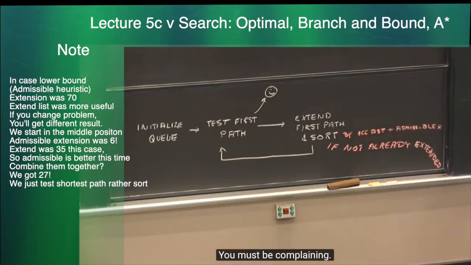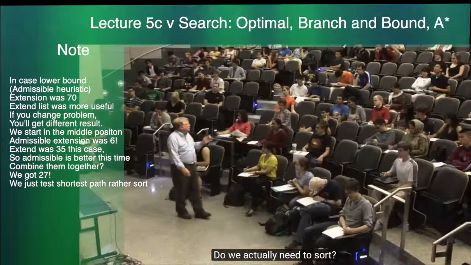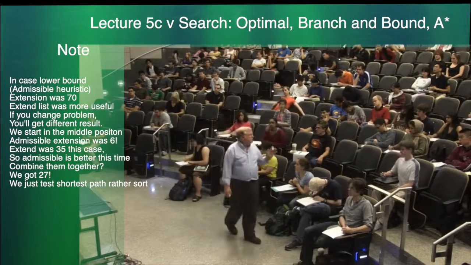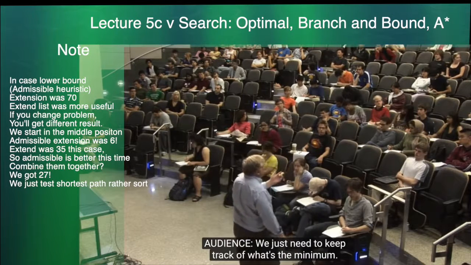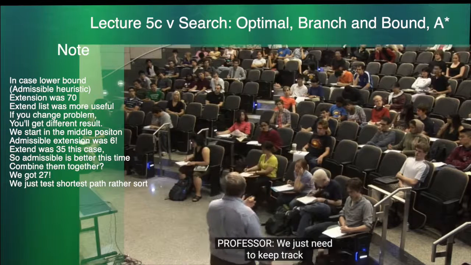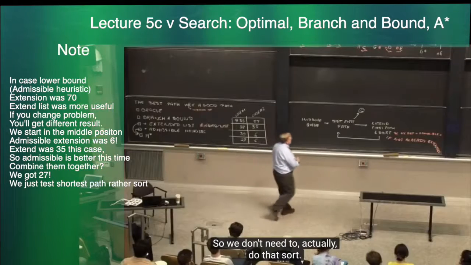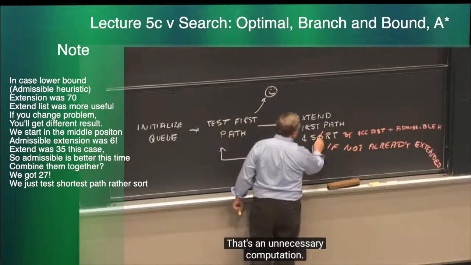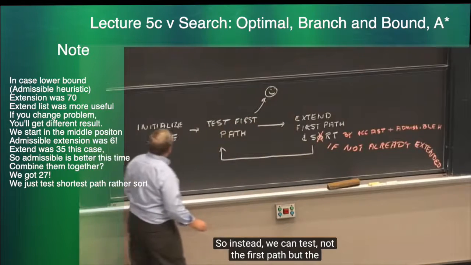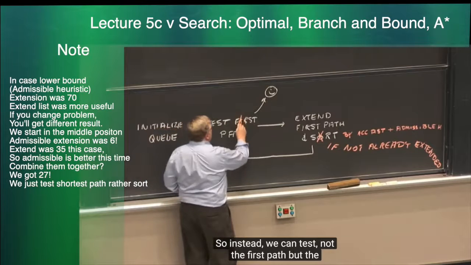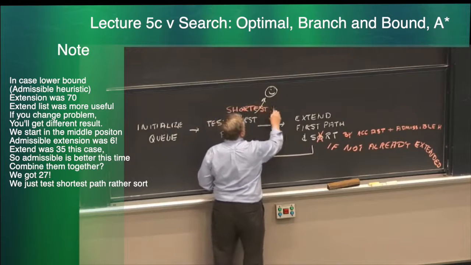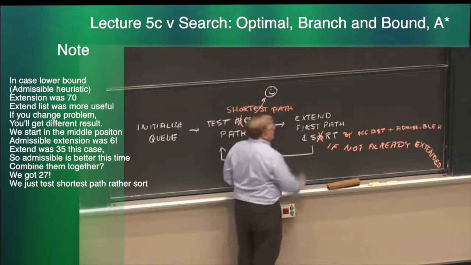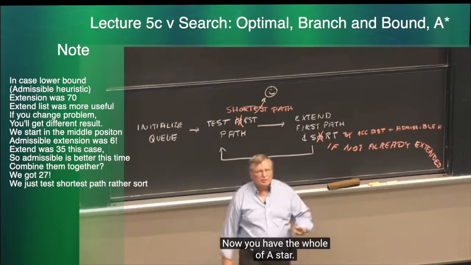But where are the theoreticians? You must be complaining. Sort's expensive. Do we actually need to sort? No, we don't actually need to sort. What do we need to do? We just need to keep track of what's the minimum. So we don't need to actually do that sort. That's an unnecessary computation. So instead, we can test not the first path, but the shortest path. And now you have it. Now you have the whole of A star.